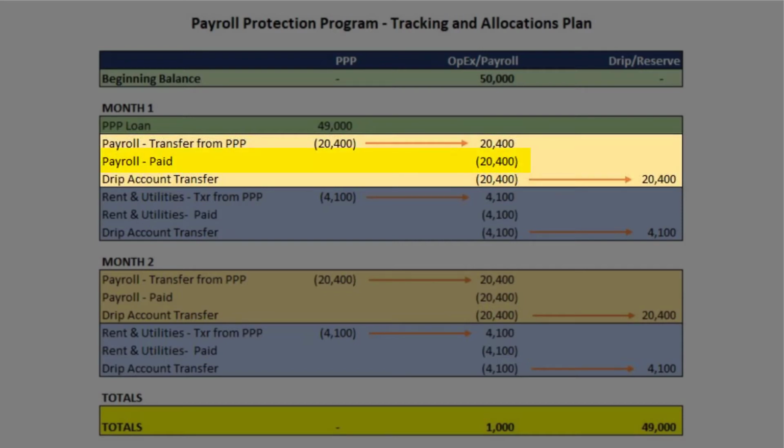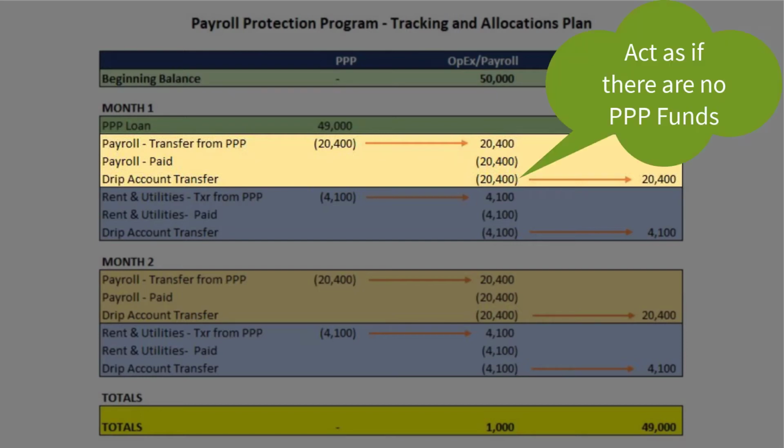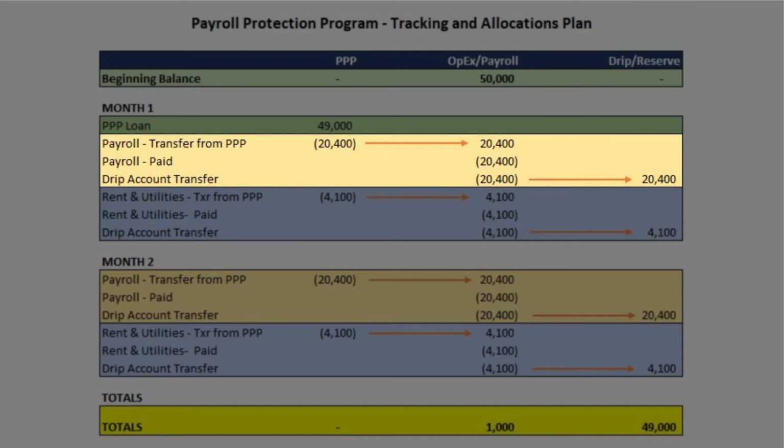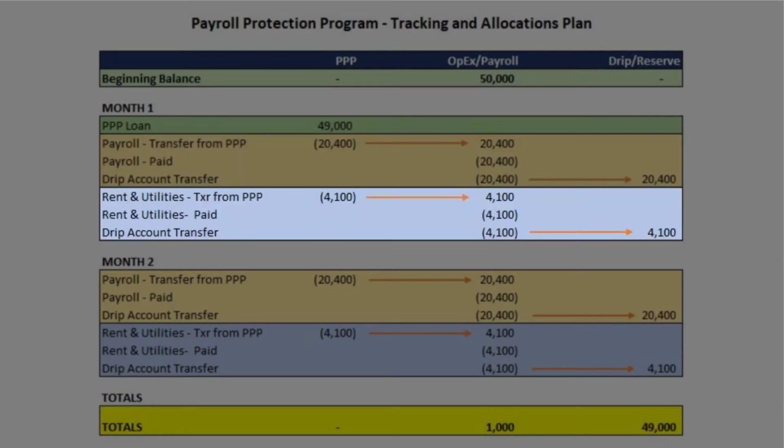Then what I would encourage you to do is to act as if you were running the business without that and just reserve that same amount of money. So we'll take $20,400, which would be our normal payroll number, and we're going to transfer that amount out of our operating account into a drip reserve bank account. Okay, as you see here.